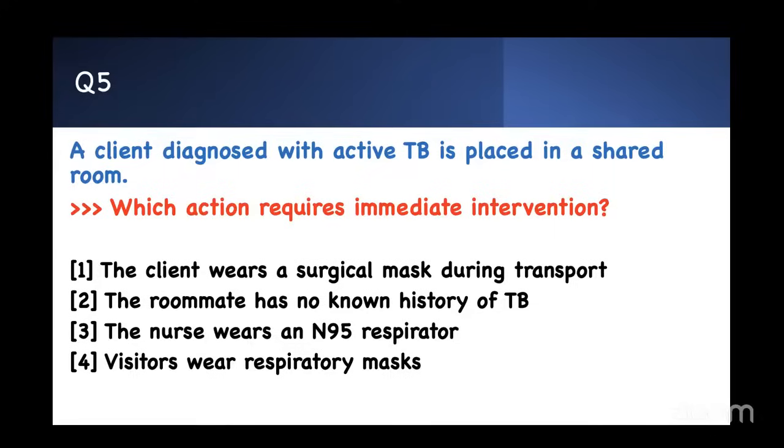Which of these do you worry about? The client wears a surgical mask during transport. Is that what is required when you have active TB? Should you wear a surgical mask during transport? The roommate has no known history of TB. The roommate has no TB. The nurse wears an N95 respirator. And the visitor wears a respirator mask.